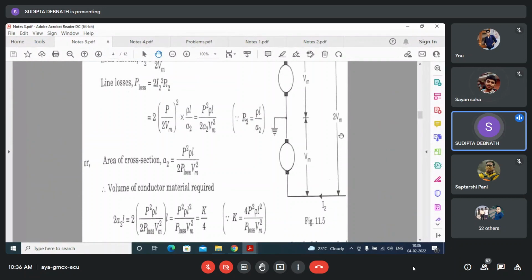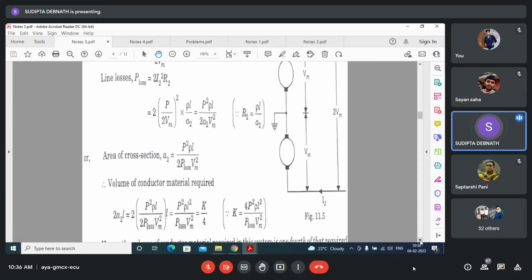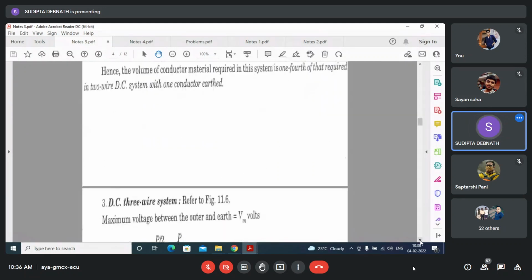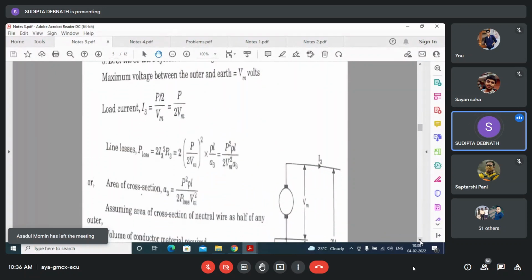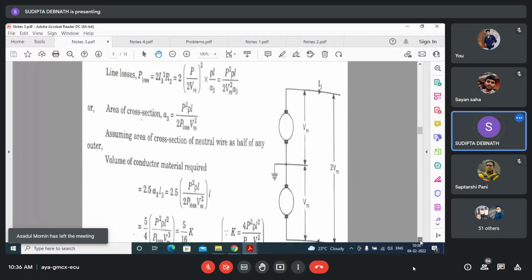Wires, remember, are only 2. So we have taken 2 into A2 into L. Now the third one, what is the difference? In a 3-wire system, that means this earth wire is available. You see, everything is the same, but this wire is available.